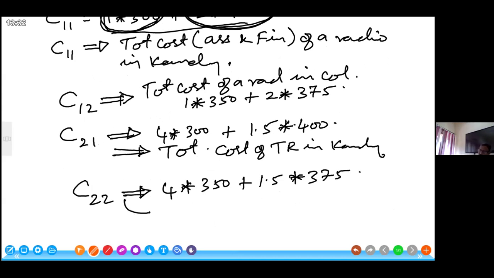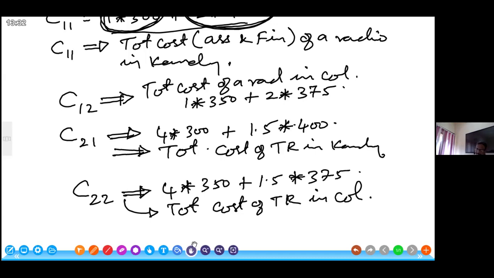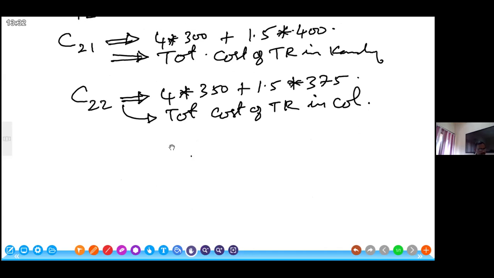So how do you interpret that? It is the total cost of a tape recorder to be manufactured in Colombo. You see how matrix or matrices could be used to interpret some activities. Any questions?